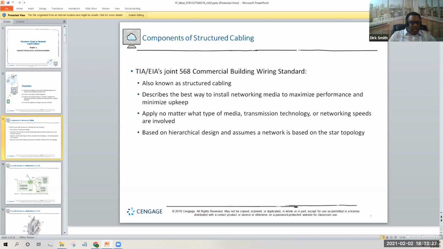Yeah, so this organization comes up with the networking standard for the different networks in commercial buildings and what we need to look for. It describes the best way to install the network media to maximize the performance of the network, applying no matter what type of media, transmission, technology, or networking speeds are involved. The TIA and EIA, these commissions are over that.